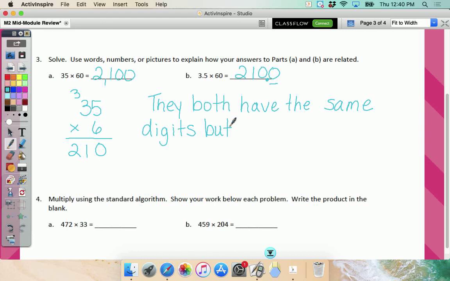They both have the same digits, but part A is 10 times larger than part B.